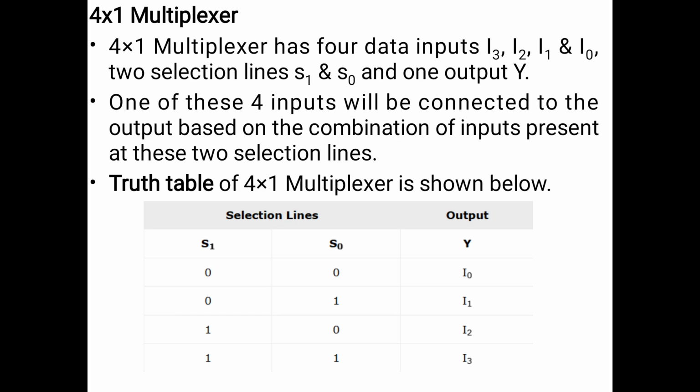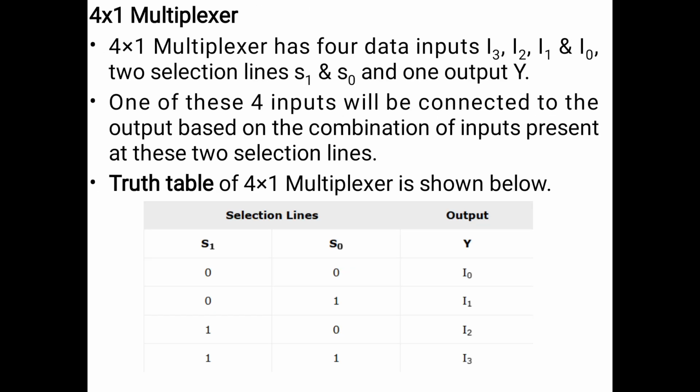4x1 multiplexer. It has 4 input datas I0, I1, I2 and I3 and 2 select lines S0 and S1 and a final output Y. So based on the combination of select lines S0 and S1 as 0 0, 0 1, 1 0 and 1 1, the inputs I0, I1, I2 and I3 will reach the output Y. So one of these 4 inputs will be connected to the output based on the combination of the inputs present in the 2 select lines.